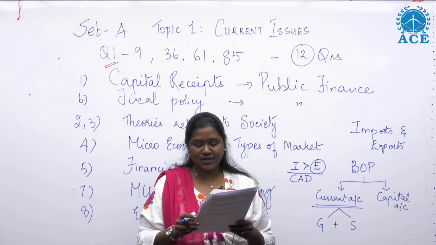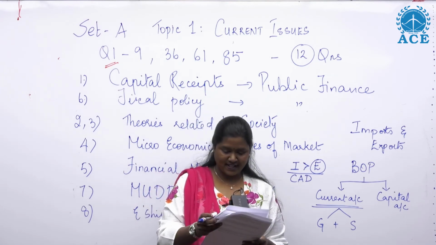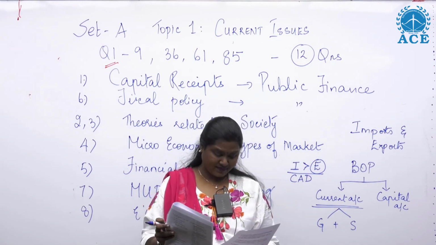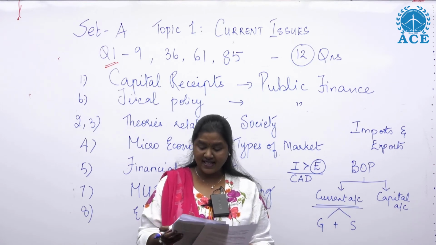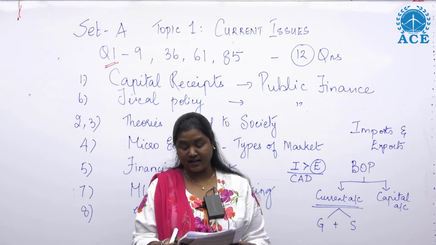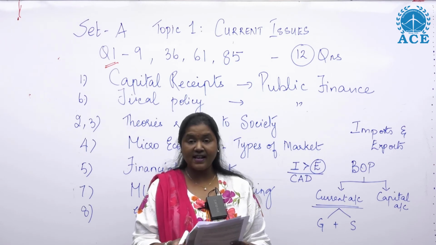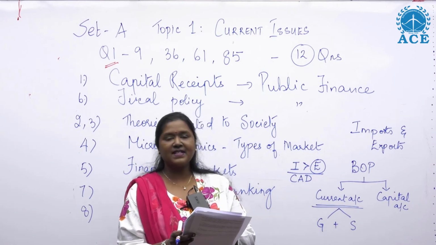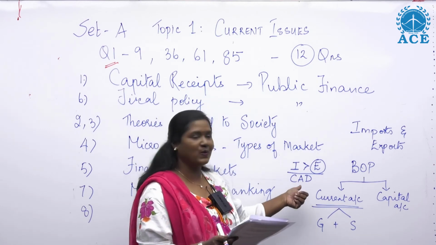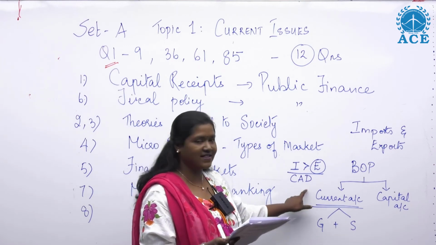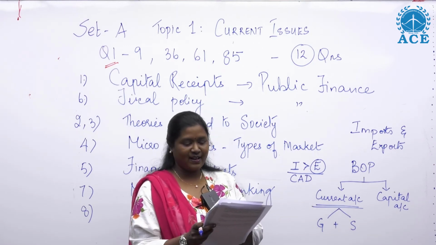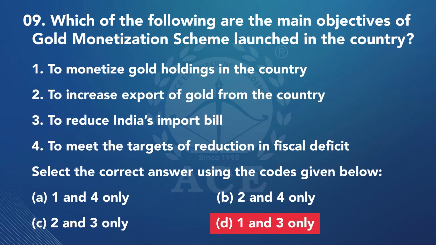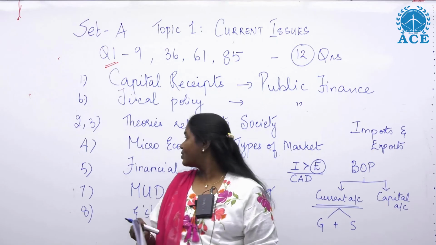To meet the targets of reduction in fiscal deficit. Now, fiscal deficit is about income and expenditure, right. If the option was current account deficit, then it would have been the right answer. Fiscal deficit has nothing to do with this one, imports and exports, that is current account deficit, right. So, that is a word of caution there. So, 1 and 4 are wrong, clearly the answer is 2 and 3, which is C, okay. That is about the 9th question there. So, 1 to 9 we are done.